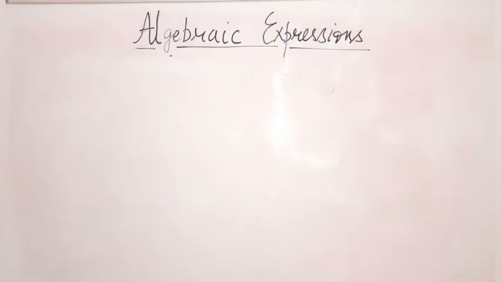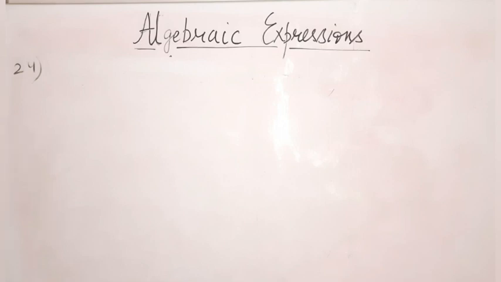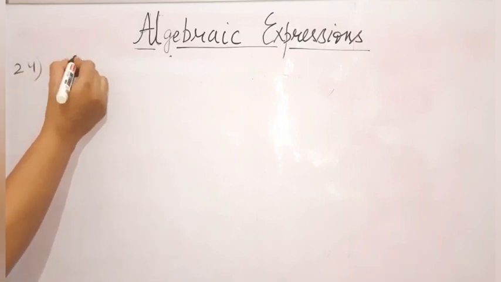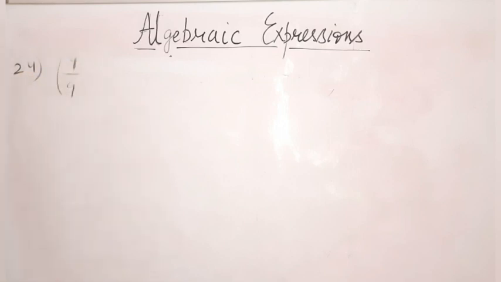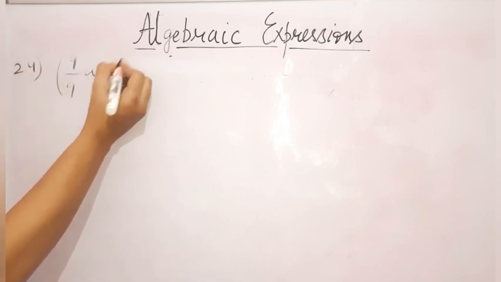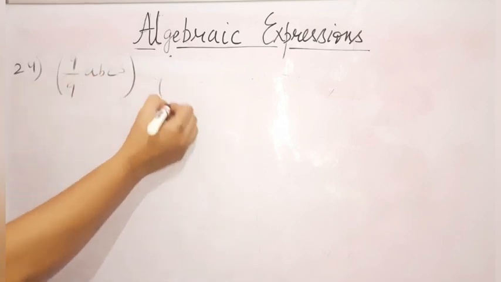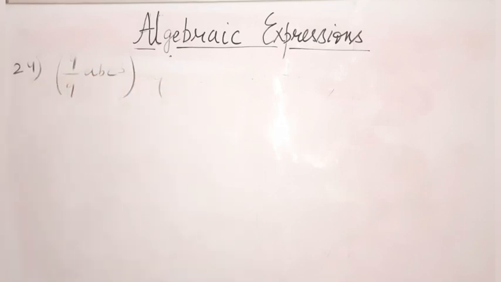Now I am going to write the next question, that is question number 23. Okay students, sorry, we have done question number 23, we have to start question number 24. So let me write the question for you. Question number 24 is 4 upon 9 ABC cube multiplied by, let me write the question.